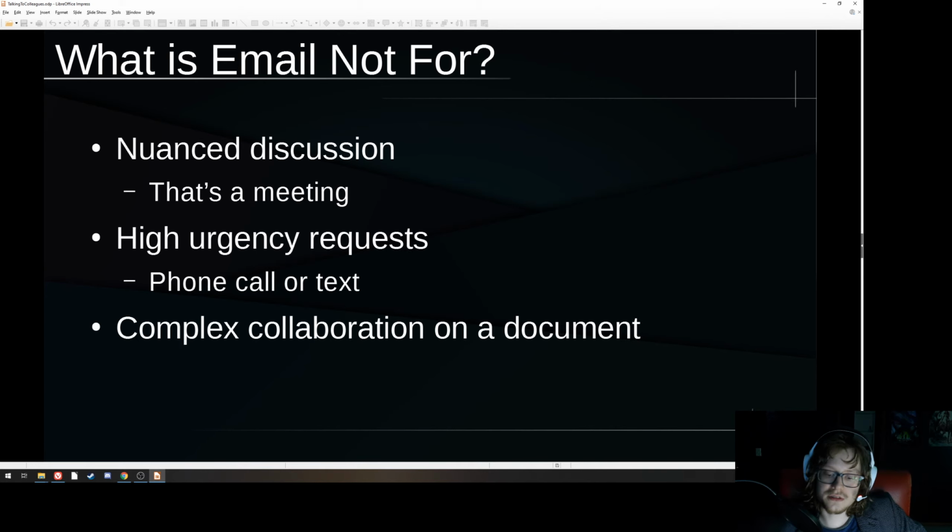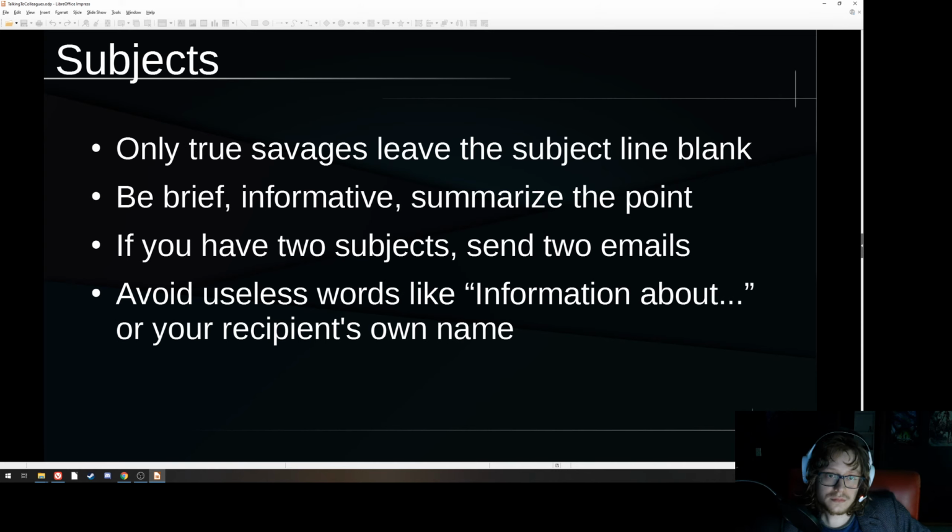High urgency requests, those should be phone calls or texts. And if you need to collaborate on a document with lots of edits, if you need to go back and forth, if there's a lot of important information to be exchanged, that's also not going to be email.